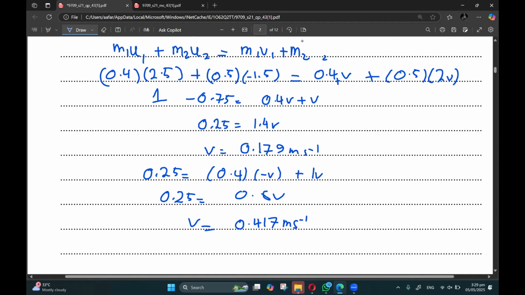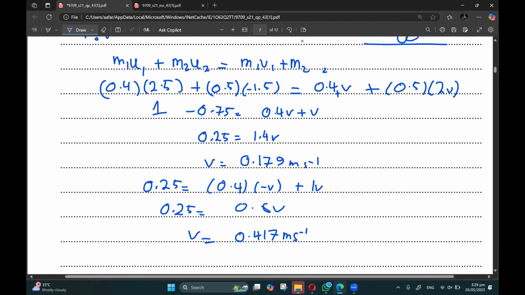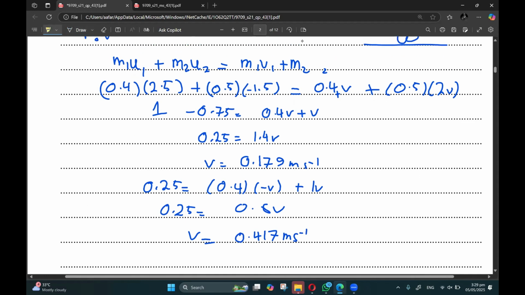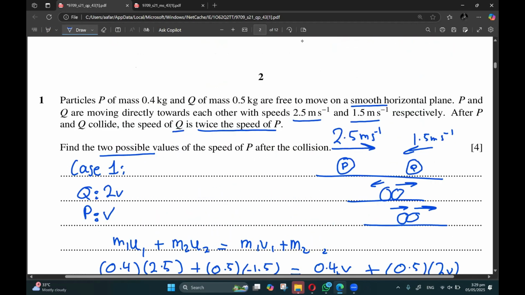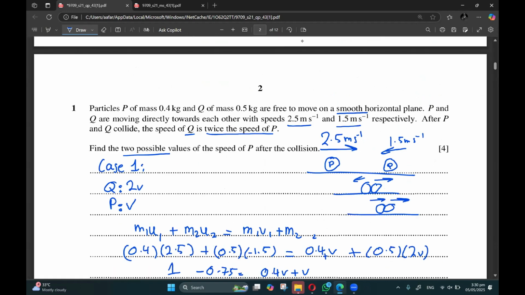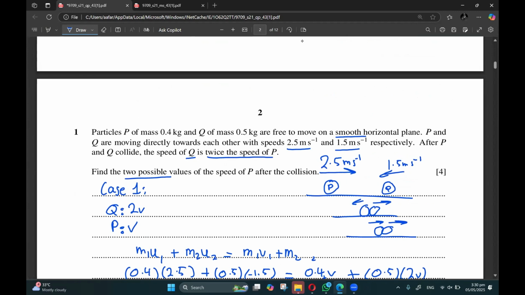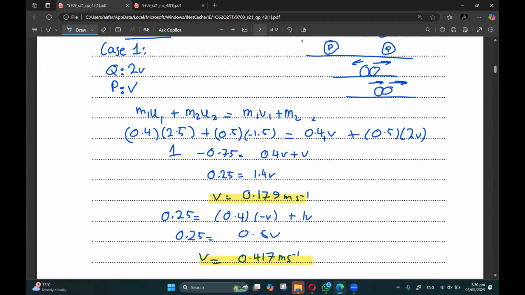Yep. So these are the two possible scenarios. Basically, these are the only two possible cases, right? Either P bounces back or they both travel in the same direction. So that's how I find the two possible values of the speed of P after the collision.